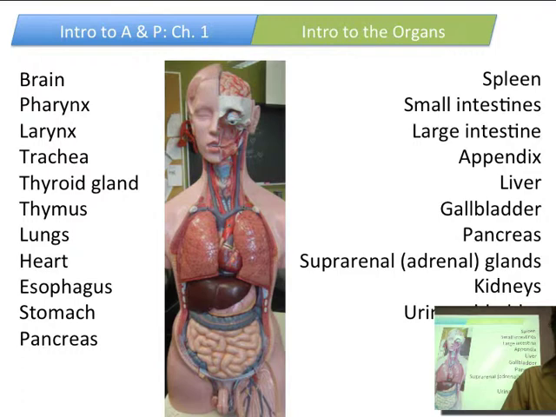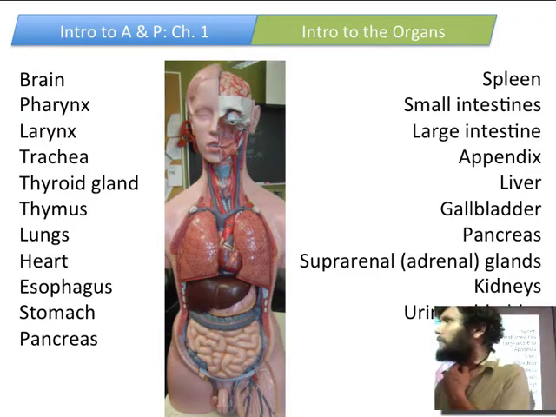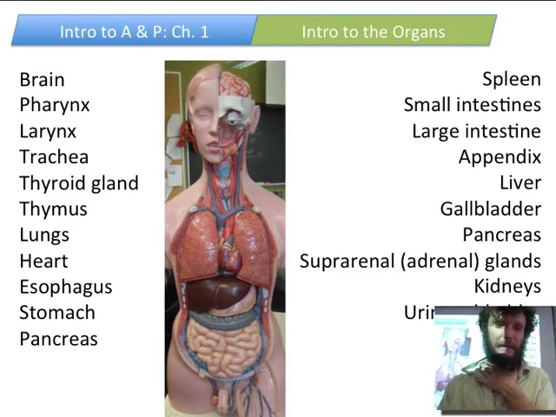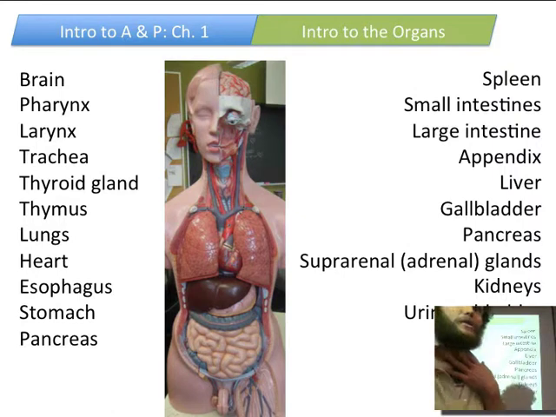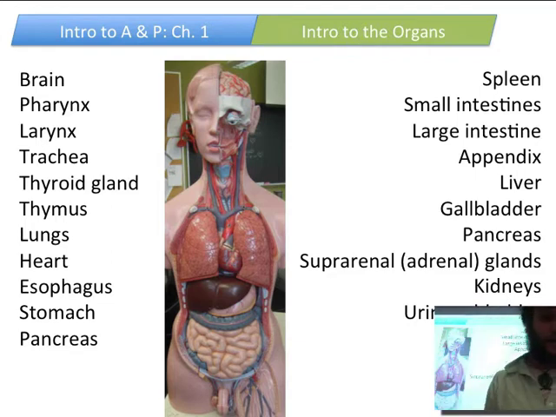Trachea is your windpipe. Thyroid gland. The thyroid gland is an endocrine gland that hides behind the thyroid cartilage that is right there. You can feel it. Your Adam's apple is your thyroid cartilage. The thyroid gland's deep to that. Thymus is a gland that lives on the top of the heart, and we do have a model that shows the thymus here, maybe in this guy.